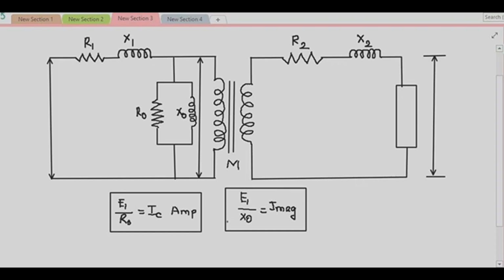Here IC and I magnetizing are the two quadrature components of the no load current I0 in the actual transformer. Now, what is the voltage given here? Voltage given to the primary winding is V1, right? So that current I1 will be circulated. This I1 has two components. Your I1 is equal to the vector sum of IC and I magnetizing.